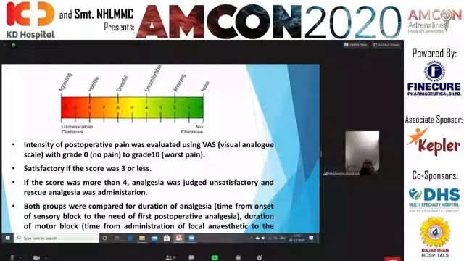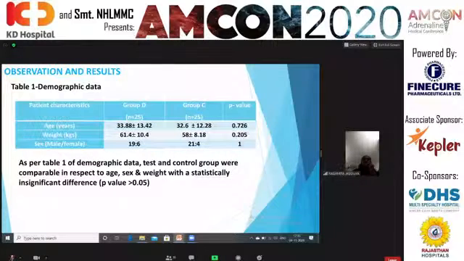This is showing the VAS score, which is from 0 to 10. 10 is unbearable, worst pain, and 0 is no pain. In my study, if the score is more than 4, meaning the pain is more and it is unsatisfactory, then general anesthesia was given to the patient. In both groups, the duration of analgesia, time of onset of sensory block, and duration of motor block were recorded. Next slide, please. This is graph 1 showing demographic data like age, weight, and sex in group C and D.